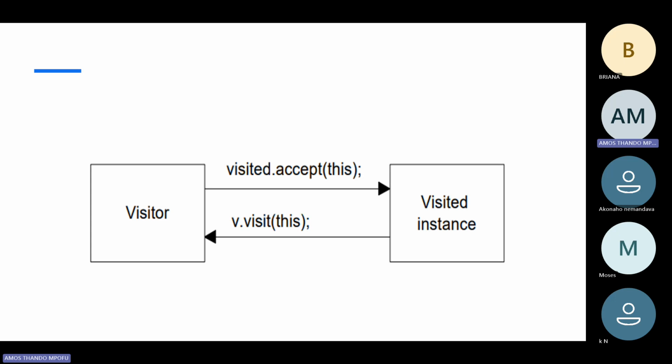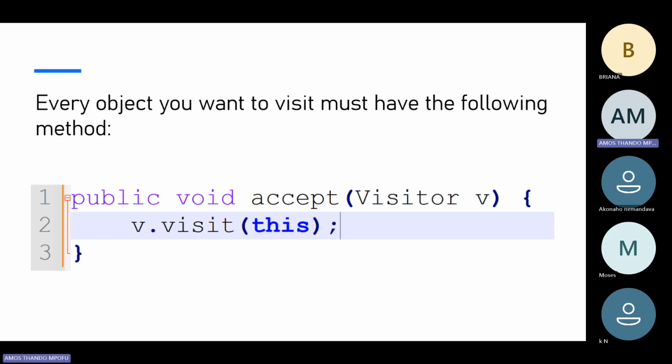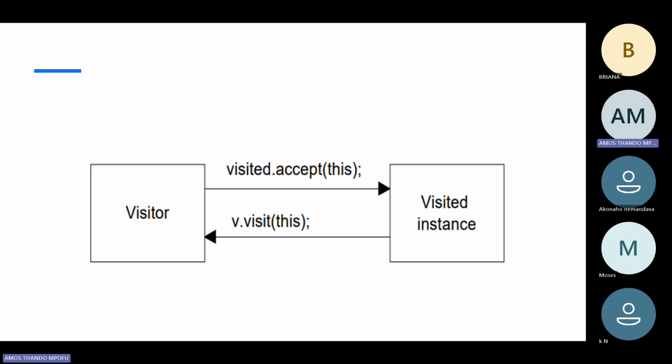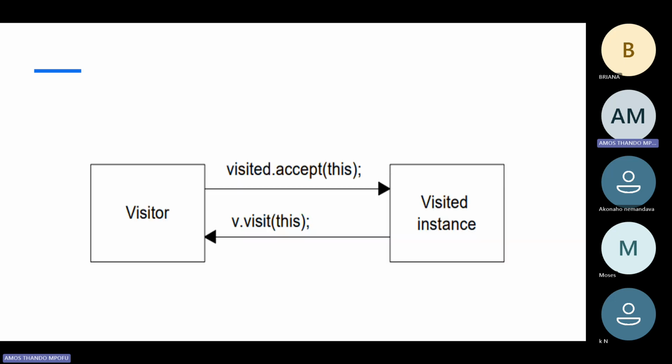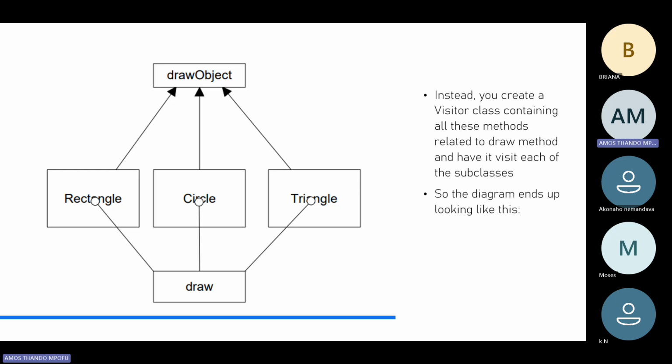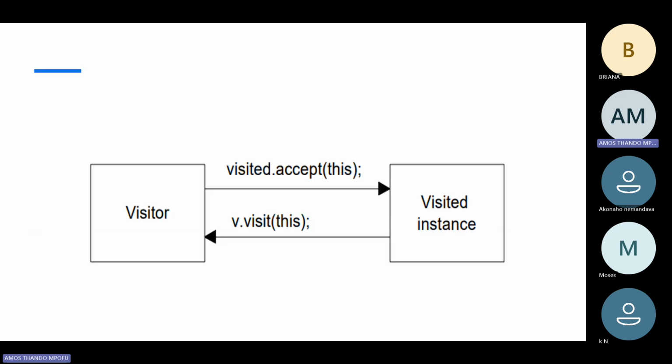So this is basically a visitor who's visiting someone, and then obviously this visited person needs to accept this visit. And then I also put it here as an example, the code. So every object you want to visit must have the following method. It needs to accept the visit because that's the person who's being visited. If you check, that's why I was saying each of these shapes need to have an accept method because it needs to accept that visit.